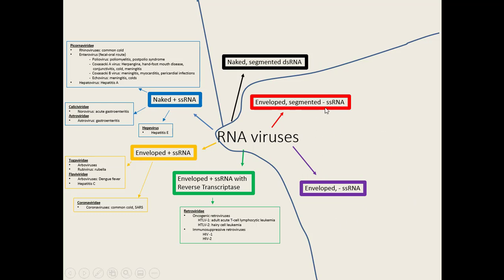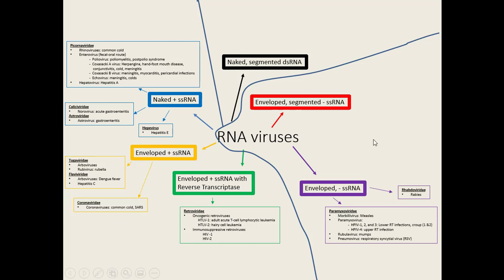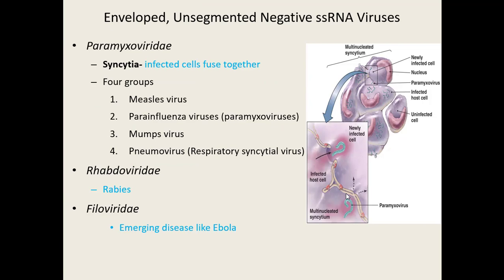Now, our first group that's enveloped, but these are all going to have one big, huge, long single strand of RNA, so non-segmented. So it's one big, long strand of RNA. Now, there are three families. There's the Paramyxoviridae family, which is our biggest one, the Rhabdiviridae family, and the Filoviridae family.